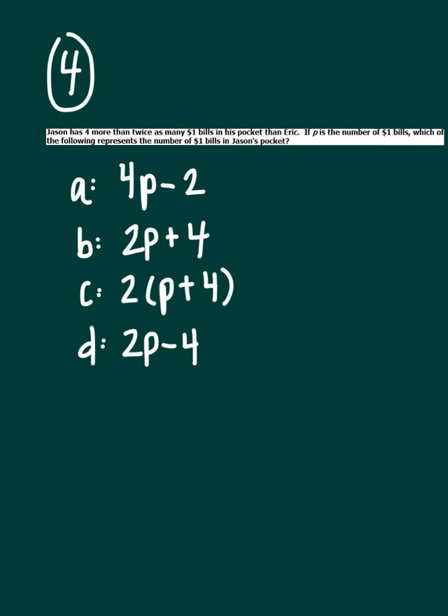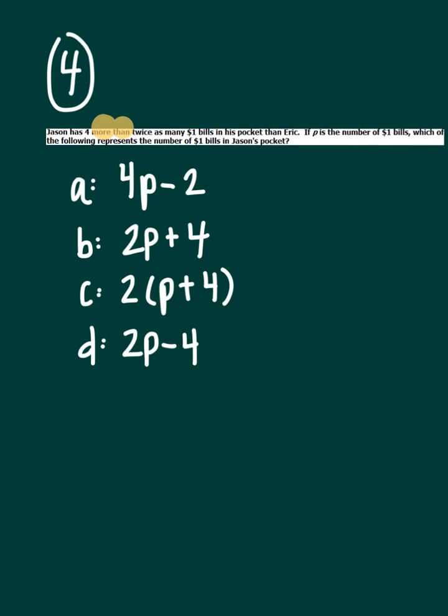Alright, number 4. Jason has 4 more than twice as many $1 bills in his pocket than Eric. If P is the number of $1 bills, which of the following represents the number of $1 bills in Jason's pocket? Keywords. More than. So give this problem a try.